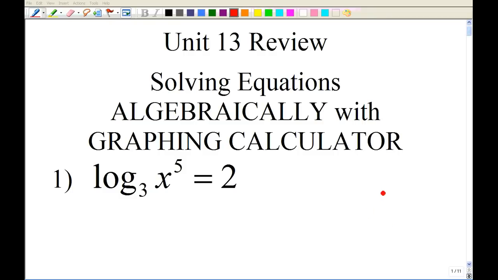Hey everyone, here's the Unit 13 review. We're going to start out by looking at the problems that you would have the graphing calculator for on the test, and we're going to switch over to the ones that you cannot have the calculator for.